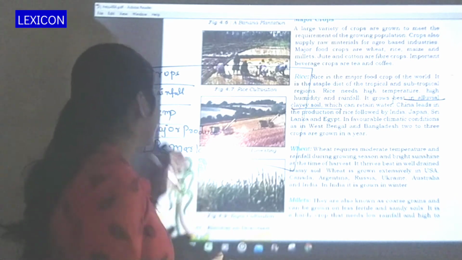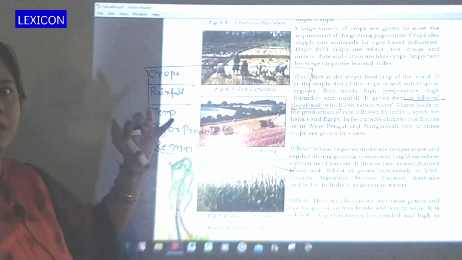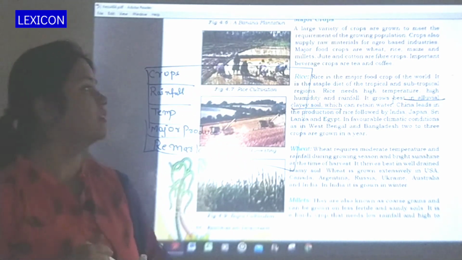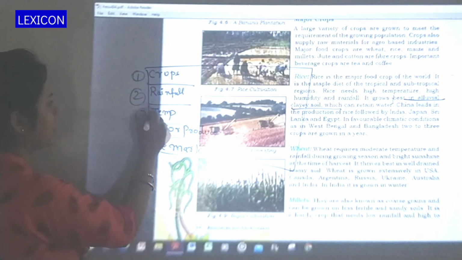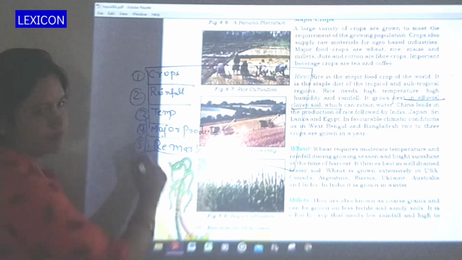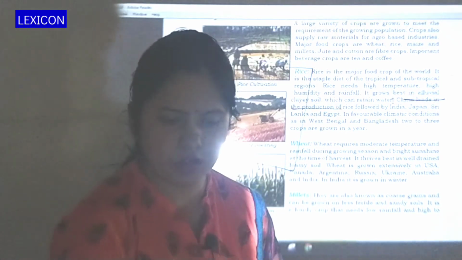Okay, I am writing in a row because there is no space, but when you make it in your copy, these points will be in columns. Okay, there are 5 columns. Okay, this is all about the crops.